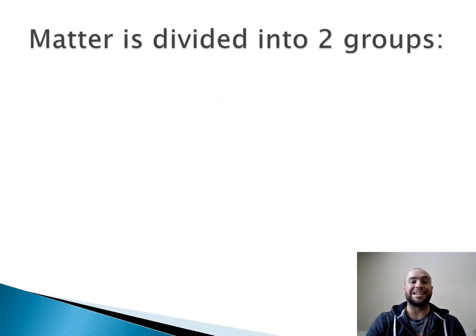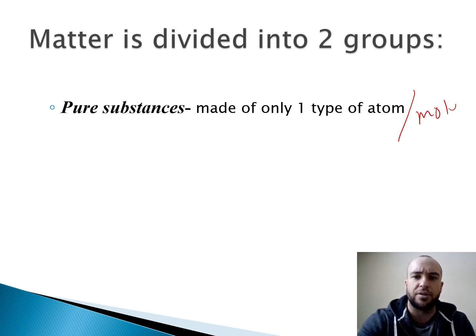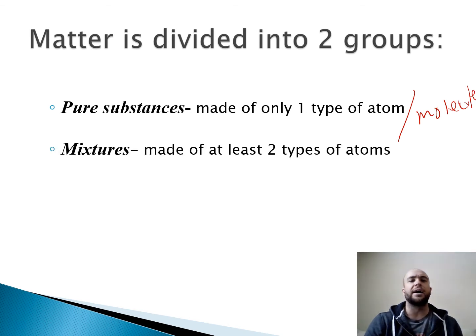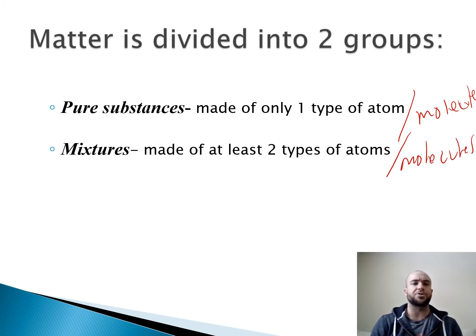Talking about organizing matter, we can cut it into two groups. Pure substances, which are made up of only one type of atom or molecule. And mixtures, which are made up of at least two different types of atoms or molecules. And of course, like I said, guys, you know what mixtures are. But let's talk about the two different types.